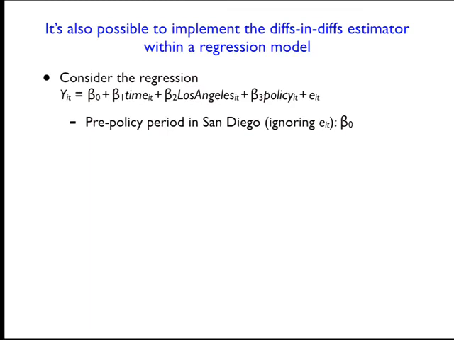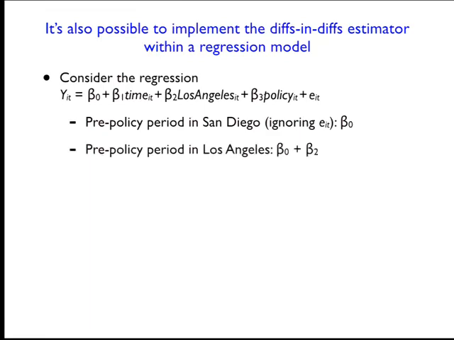Because if we're in the pre-policy period in San Diego, then we know that the first variable, time, is set to 0 because we're in the pre-policy period. We know the second variable, Los Angeles, is set to 0 because we're in San Diego, not Los Angeles. And then we know for sure that the third variable, policy, is set to 0, because policy is basically the interaction between time and Los Angeles. Both of those are 0. So definitely policy is 0. So all three of those variables are 0, and that leaves only beta naught. So beta naught is actually going to estimate the average value of y in the pre-policy period in San Diego.